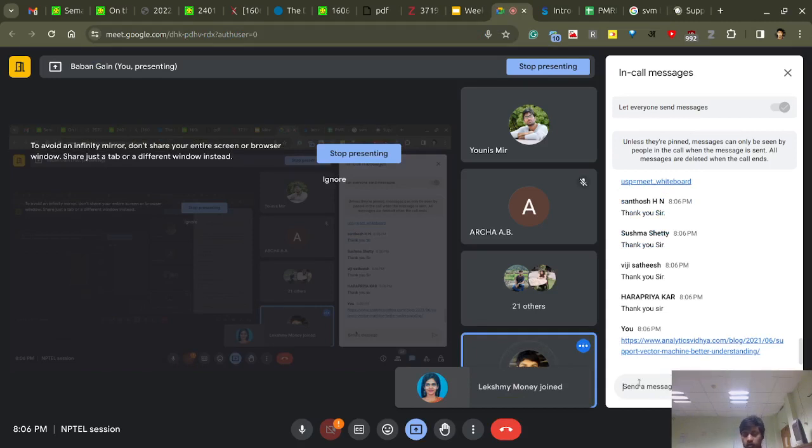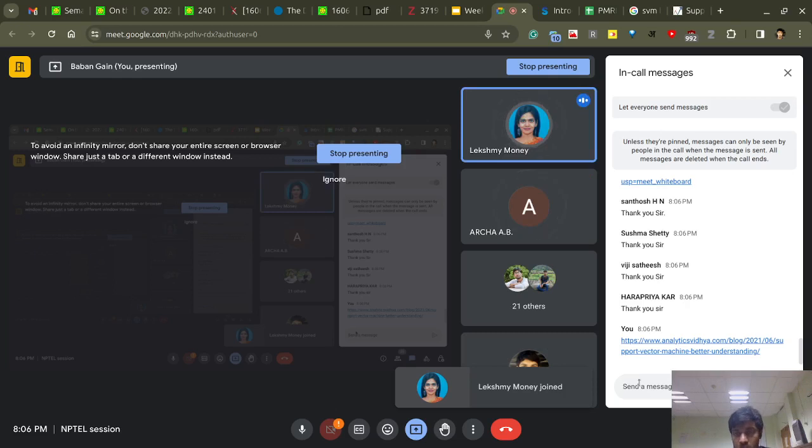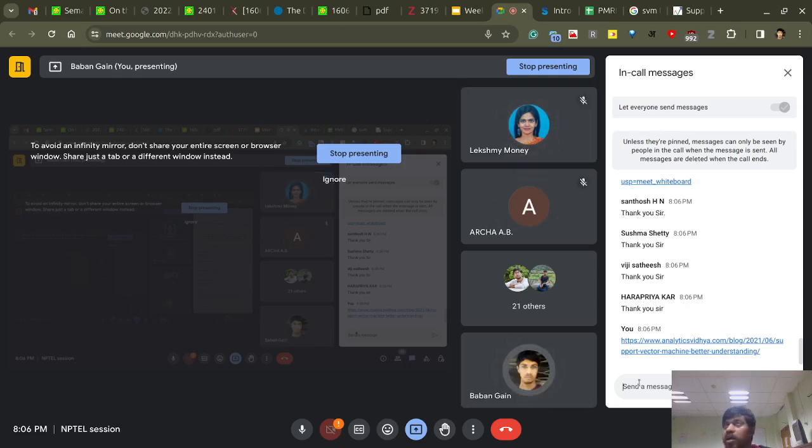Sir, so XOR is not linearly separable, right? All the other functions are. Yeah, XOR is not separable. All of the others are.